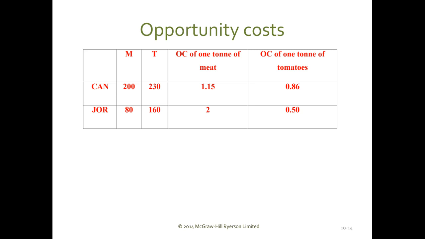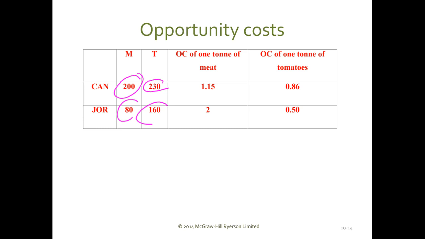Notice that Canada has absolute advantage. Why? Because 200 is more than 80. So in one day, Canada can produce more meat. Similarly, for tomatoes, Canada can produce more tomatoes compared to Jordan. So Canada has absolute advantage in both products. But still, Canada is trading with Jordan. How? Using the theory of comparative advantage.